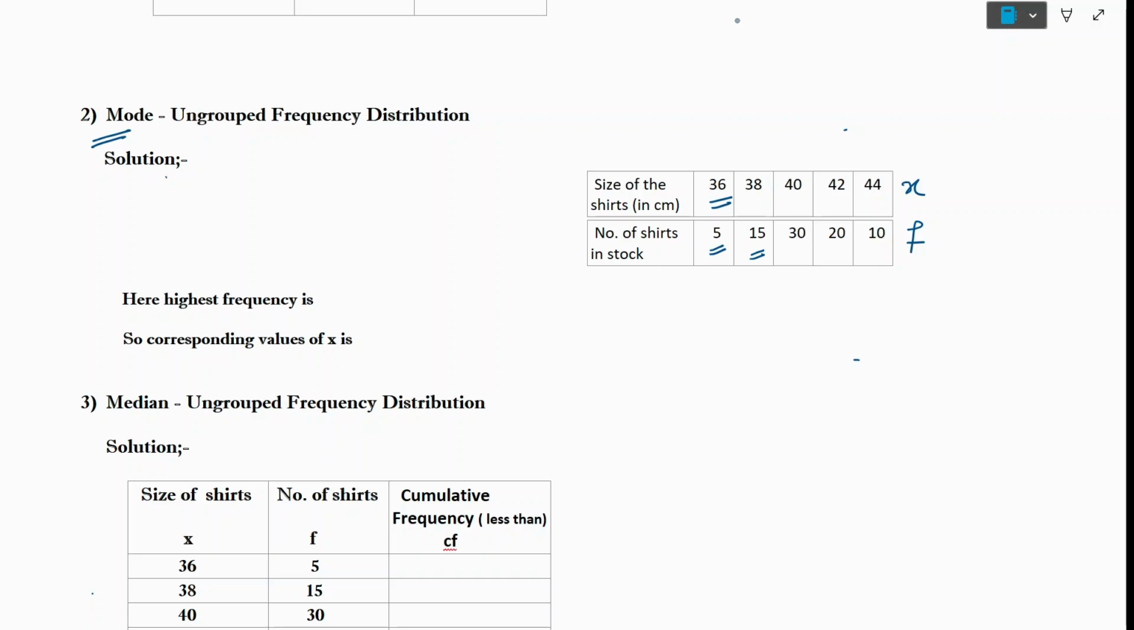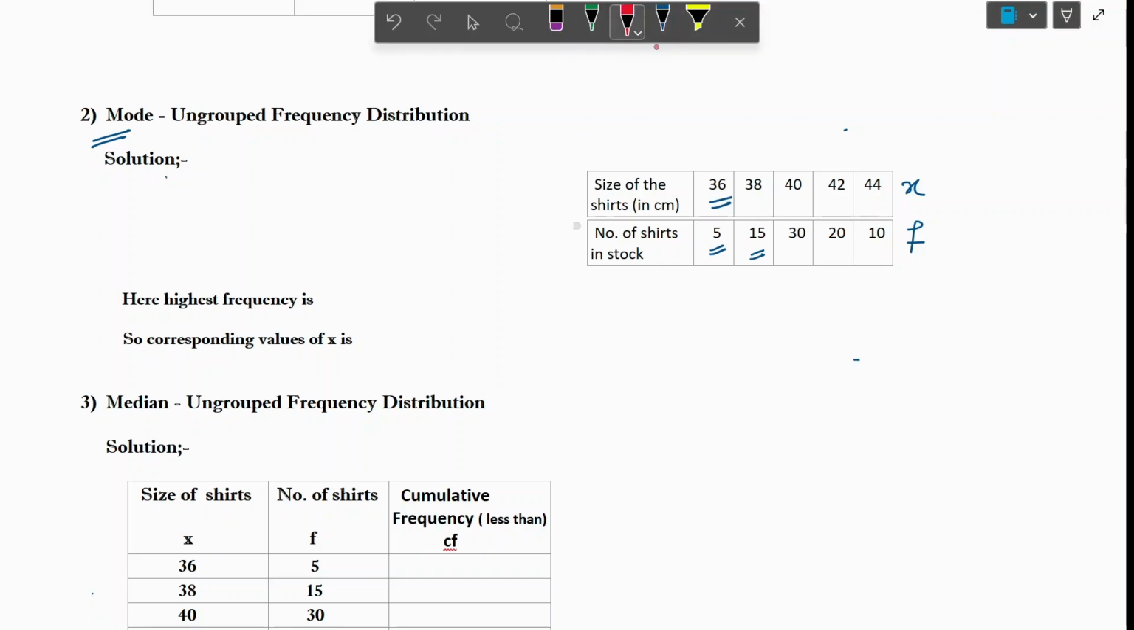Therefore, here you are going to find the maximum frequency. What is the maximum frequency here? Among 5, 15, 30, 20, 10, 30 is the highest frequency. What is the corresponding X? That is 40. Therefore, your mode value is equal to 40. As an observation, for discrete data, the mode is the value which is repeating the maximum number of times. Here the highest frequency is 30, so the corresponding value of X is 40. Therefore, mode equals 40.